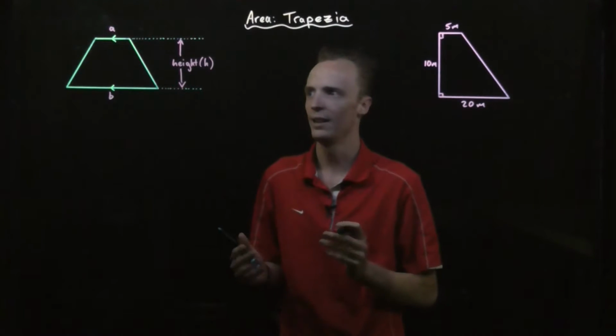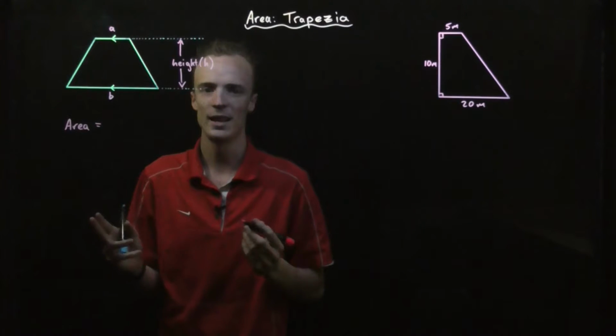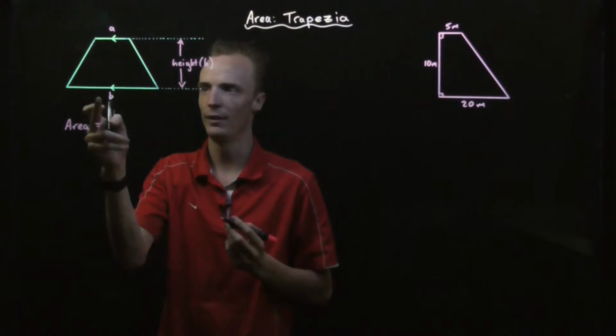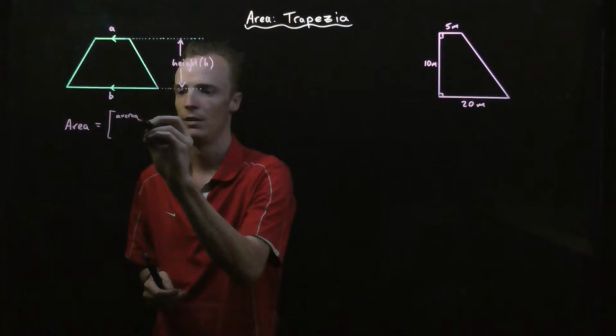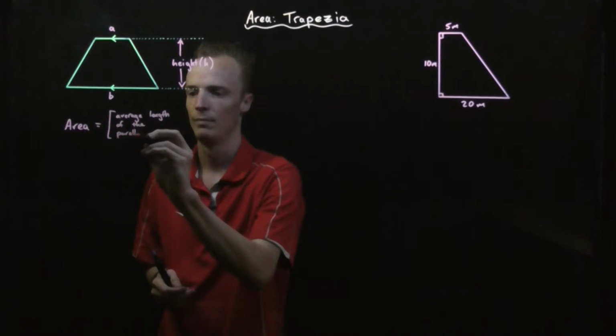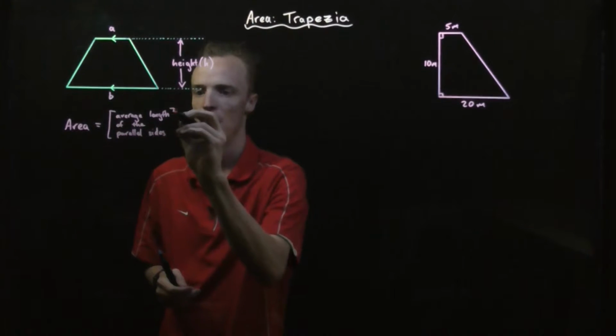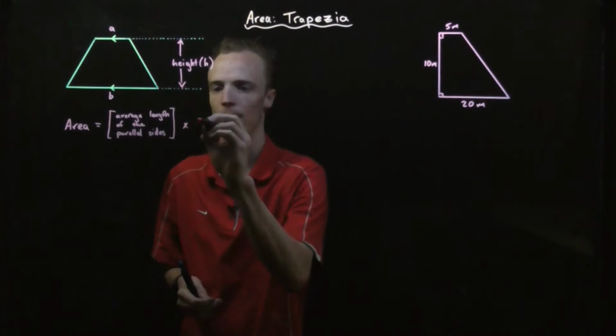Now, in order to calculate the area of a trapezia, it is equal to the average of the lengths of the parallel sides multiplied by the distance between the parallel sides.